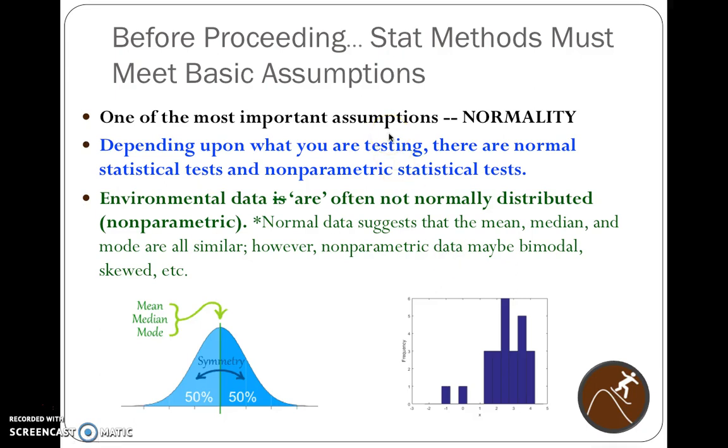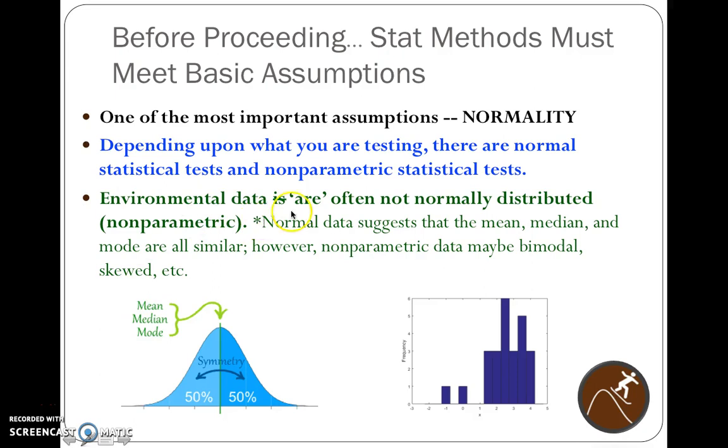Again, like you've seen throughout all the slides for this course, one of the most important things to deal with is the normality test. So again, you need to be able to do a normality test on the data. Depending upon what you're testing, there are normal statistical tests and there are nonparametric ones. So we have a Pearson correlation and we have Spearman rank order correlations for data that are skewed or nonparametric.